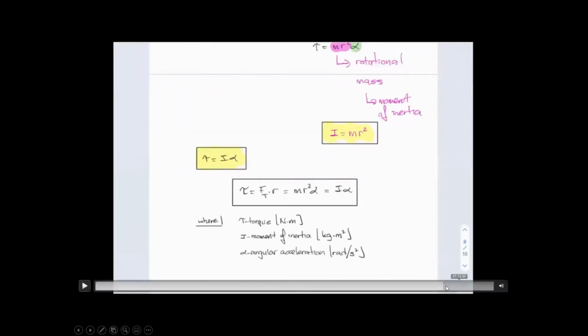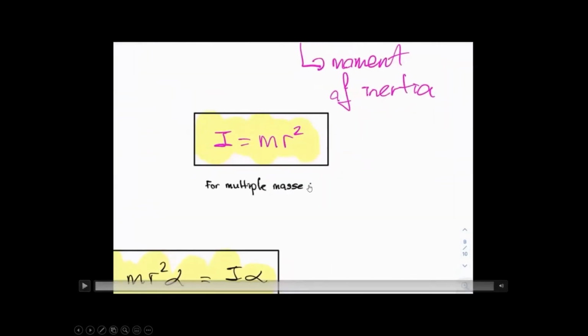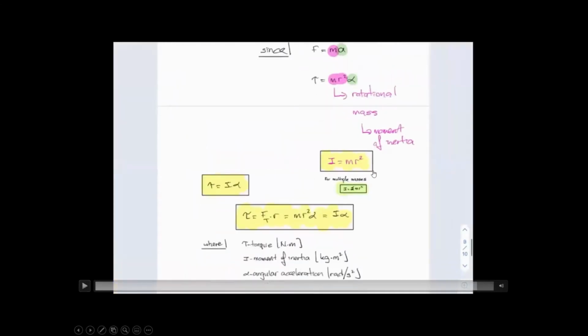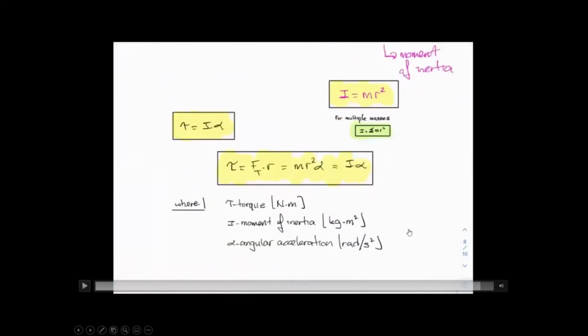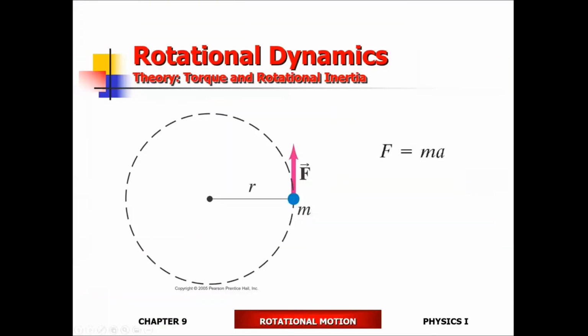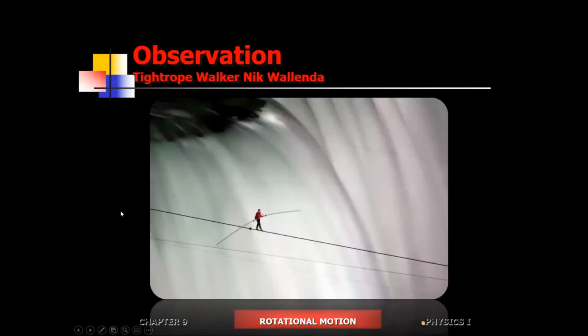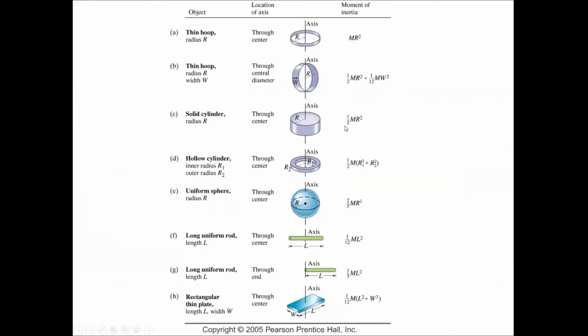One of the things that we need to focus on is if you have multiple masses, you need to sum up the moments of inertia relative to the point of rotation, in case there are questions like that in the multiple choice section. Moment of inertia is going to depend on the geometry. Different geometries will offer different amounts of moments of inertia. Moment of inertia is the tendency to retain rotational motion or resistance to change in rotational motion.